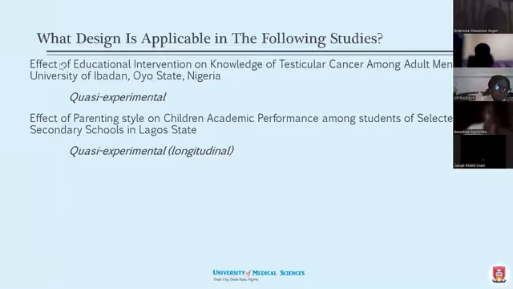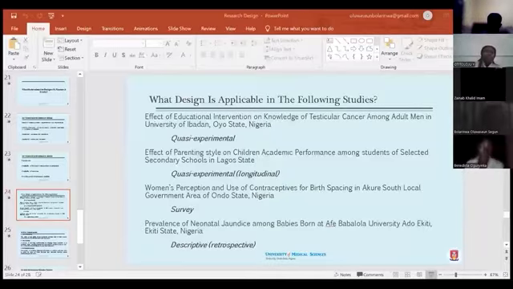All right, so this is going to be quasi. And the next one: use of contraceptives for bed spacing in Akure South local government area of Ondo State. I think this one is straightforward. What research design do you think we can apply in this case? It talks about women's perception and use of contraceptives for bed spacing in Akure South local government area of Ondo State. This can take the form of a survey, right? It may be a descriptive study, but maybe take the form of a survey.